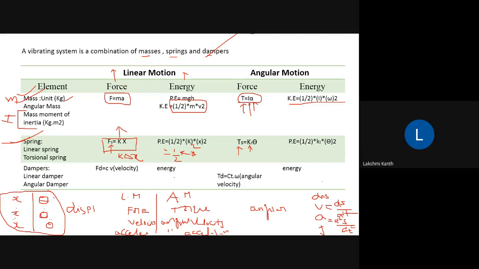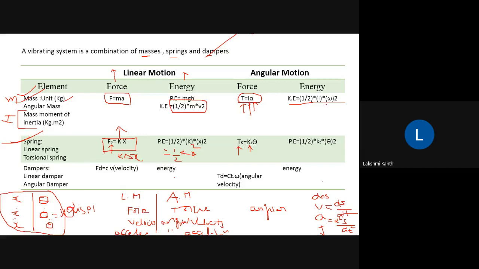x for the linear displacement, theta for the angular displacement, x dot for the linear velocity, theta dot for the angular velocity, x double dot for the linear acceleration, theta double dot for the angular acceleration. Somehow if you do not understand this theta dot, theta dot is equal to, in general, the angular velocity omega.